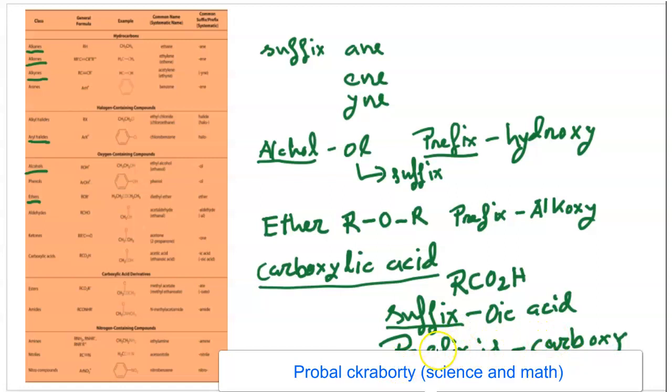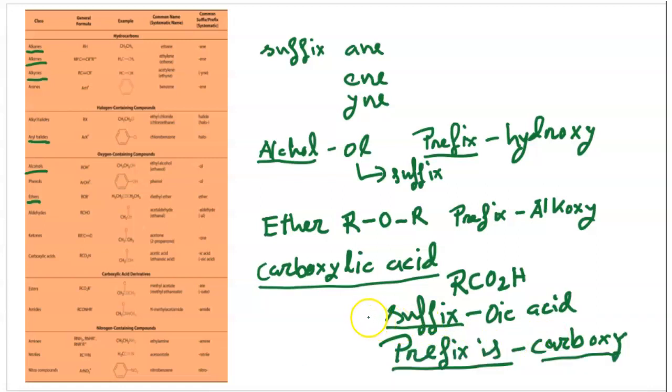So we need to learn prefix and suffix both, because when we write the IUPAC name, we need to know when we will use the suffix and when we will use the prefix, and also we have to learn the carbon bond words.